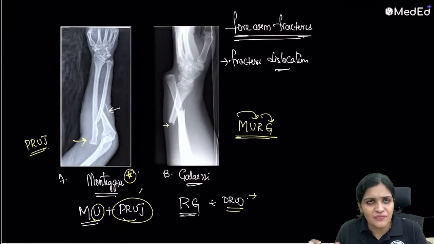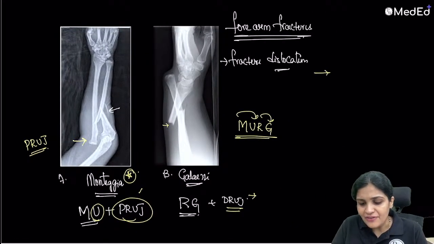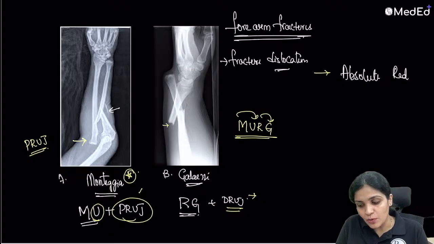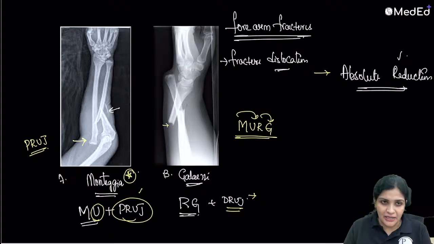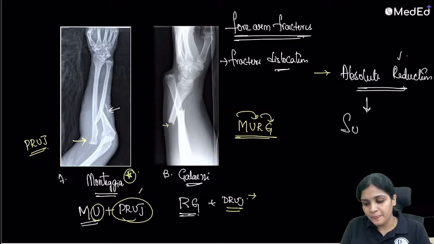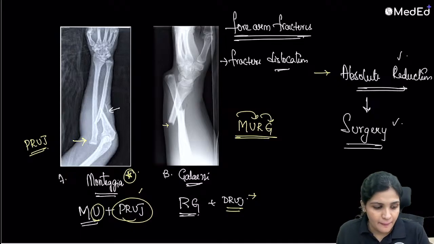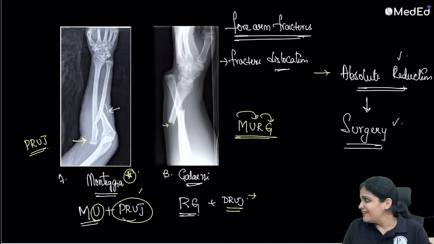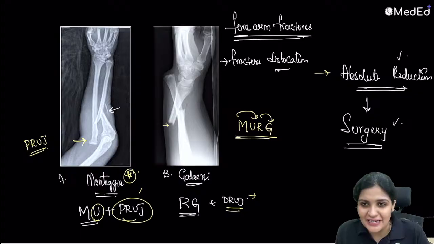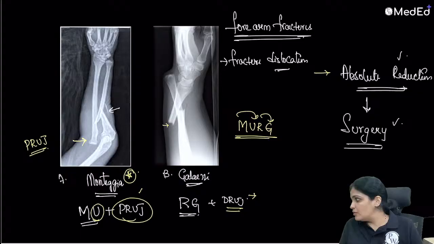So why am I specifically mentioning this? These are fractures of necessity. So they require absolute reduction. That means you have to go for surgery. There is no role for conservative treatment here. You have to treat them with surgery. Okay.